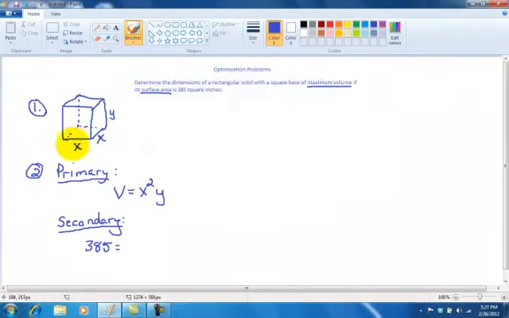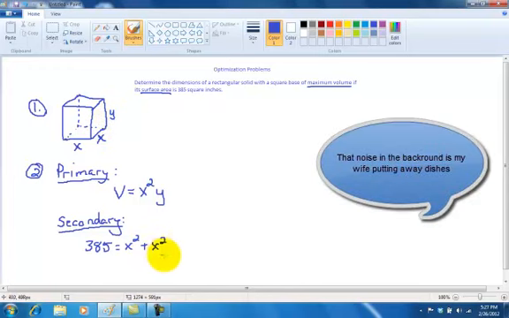So we look and we say, okay, we have the base down on the bottom. The area of that base would be x squared. The area of the top base would again be x squared. The area of the right face would be x times y.